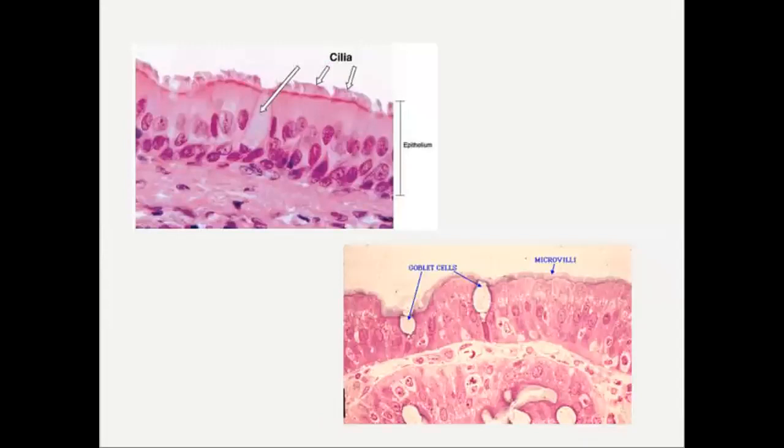Some cells may have special features like cilia or microvilli. You can see cilia, but microvilli are much shorter than cilia, and they are not clearly differentiated one by one under the light microscope. So they will appear as a brush border over the cell layer.